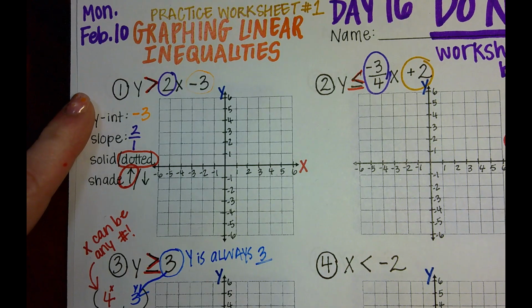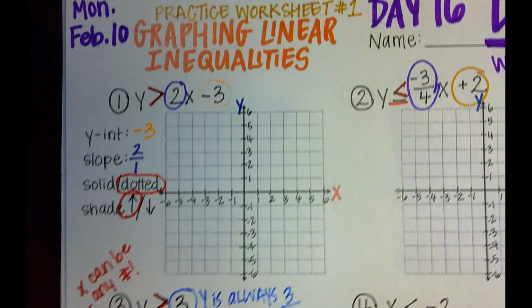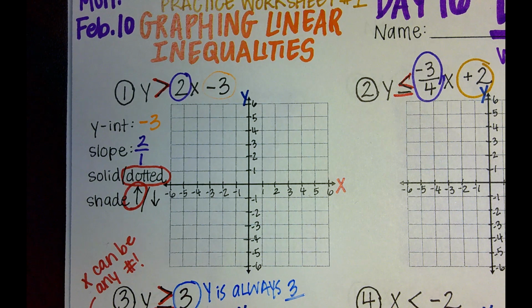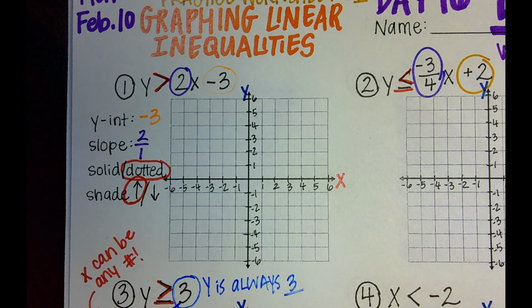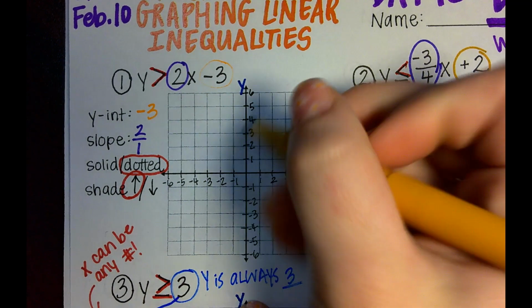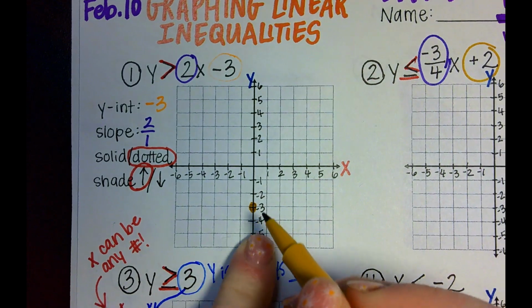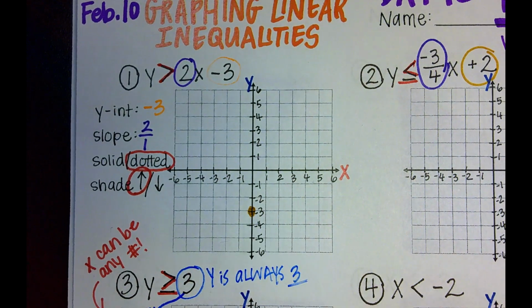So let's look at number 1 again. We have all of the information we need. We've got a y-intercept, a slope, we know that it's a dotted line, and we know that we shade up. So where should I start? -3 on the x or the y-axis? The y-axis, good. So I'm going down to -3 on the y-axis. There's my first point. And where do we go from there?